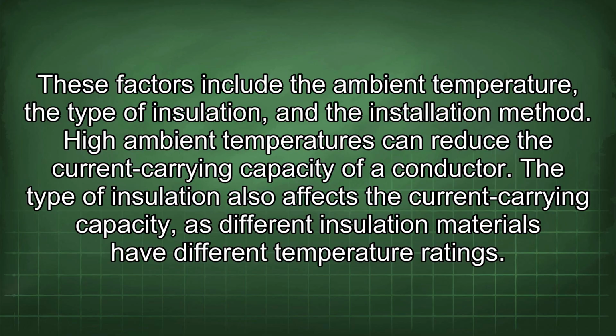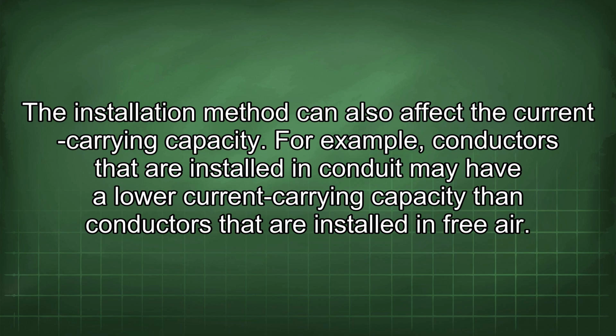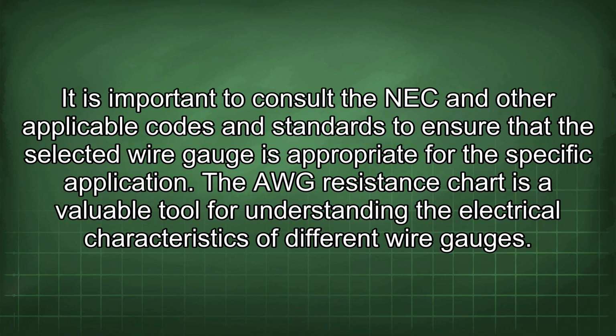High ambient temperatures can reduce the current carrying capacity of a conductor. The type of insulation also affects the current carrying capacity, as different insulation materials have different temperature ratings. The installation method can also affect the current carrying capacity. For example, conductors that are installed in conduit may have a lower current carrying capacity than conductors that are installed in free air. It is important to consult the NEC and other applicable codes and standards to ensure that the selected wire gauge is appropriate for the specific application.